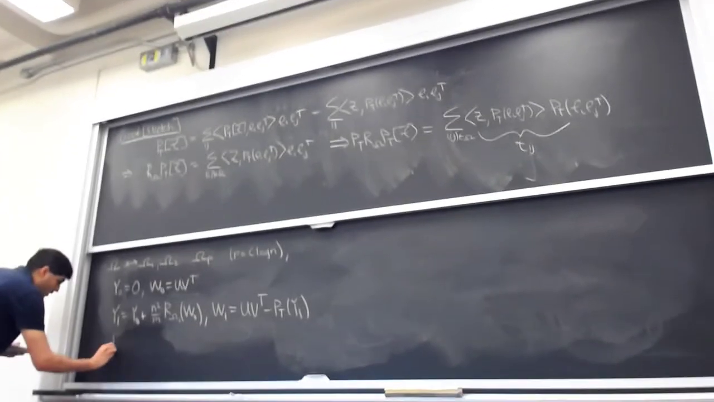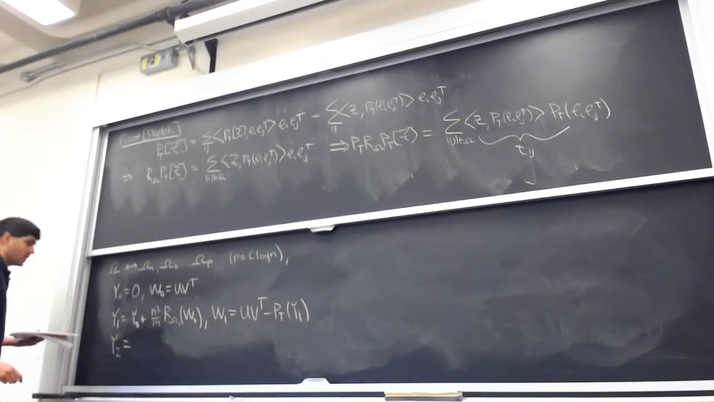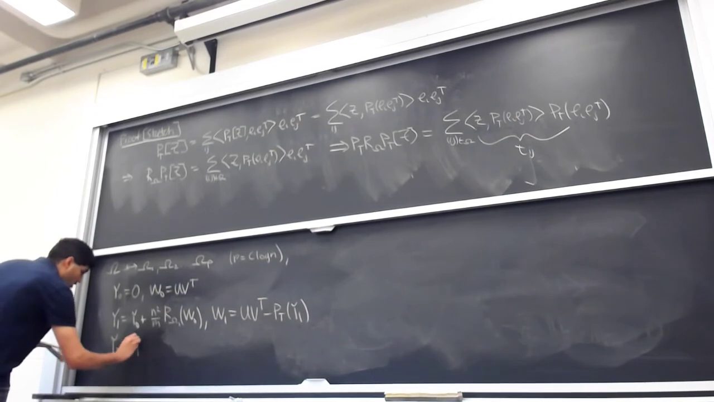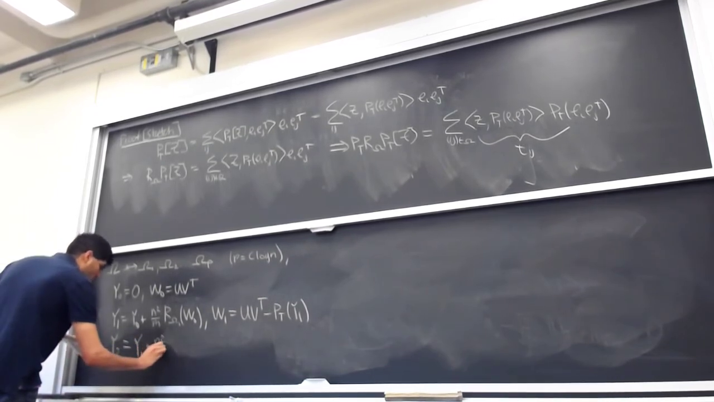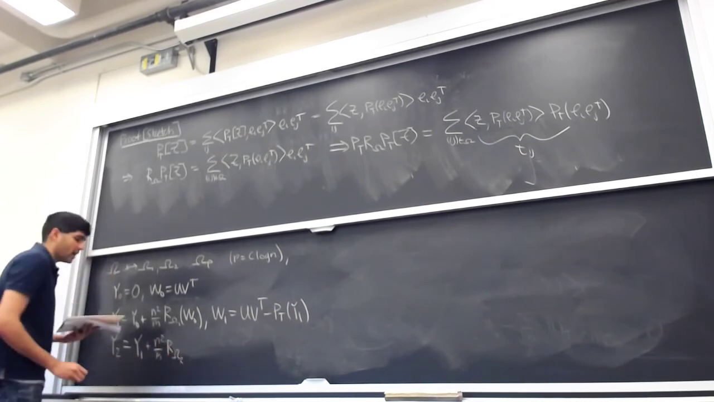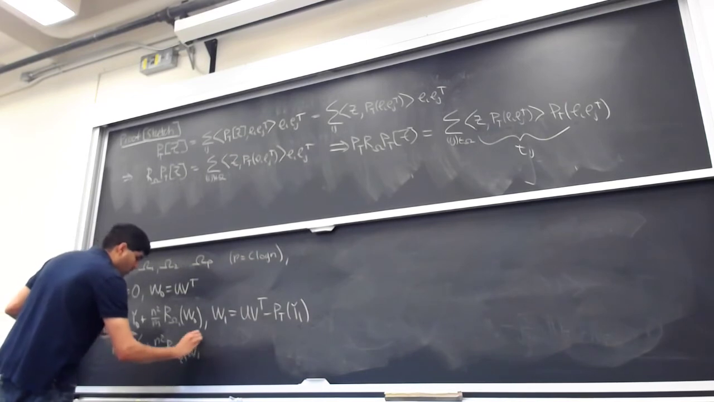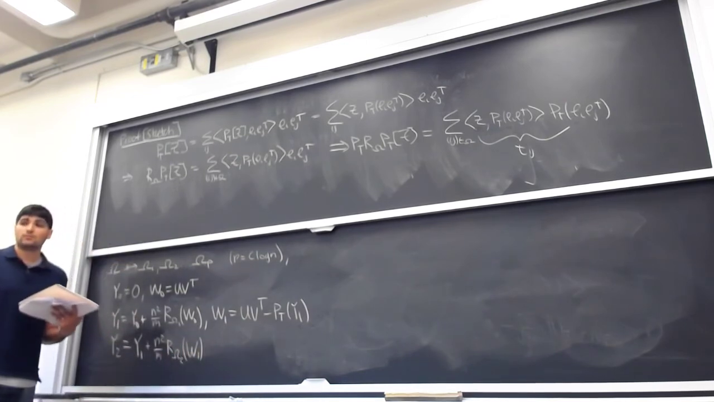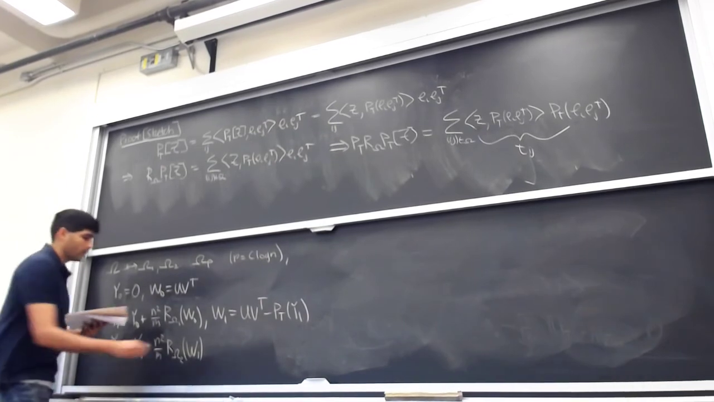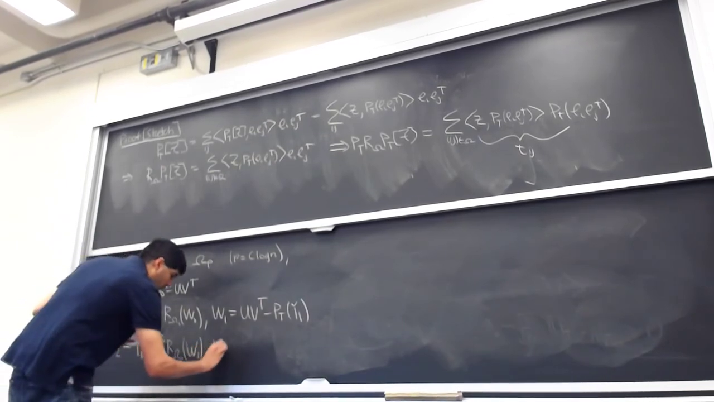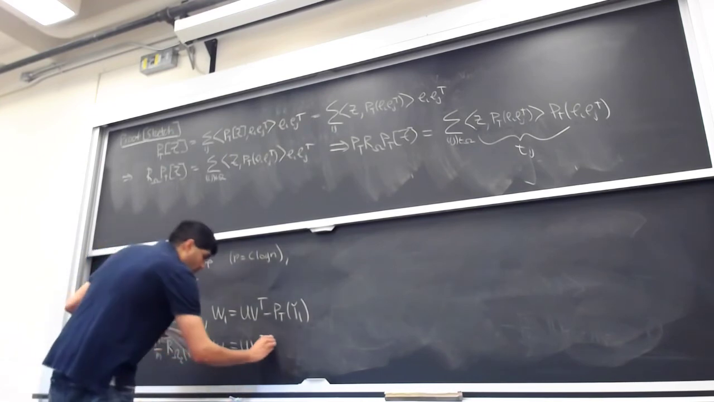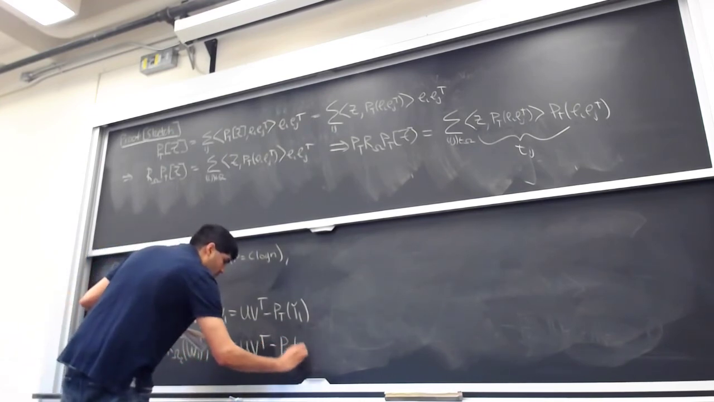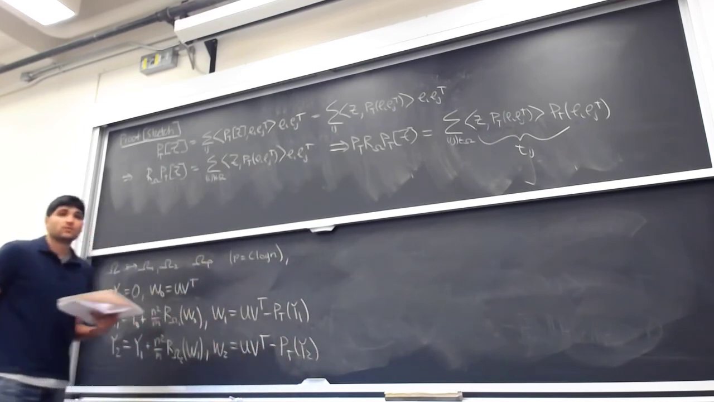So what do we do now? Well, we set y2 to be equal to our old estimate, but we add in things from our new estimate. Except we use omega 2 now, and we use our current remainder, W1. And then we update our remainder. It's just UV transpose minus PT of y2.